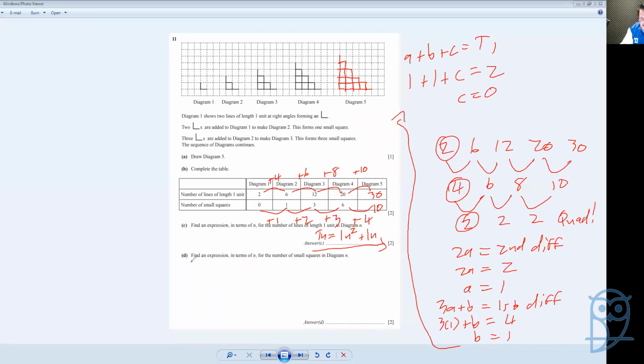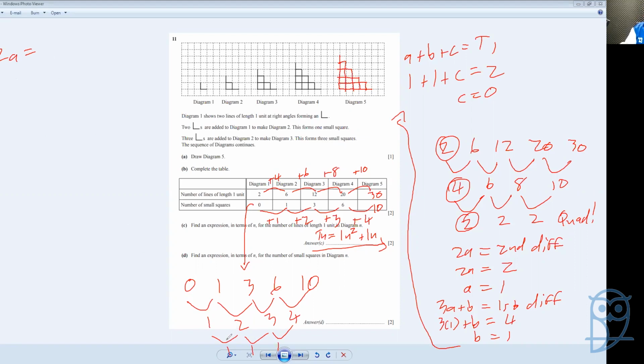Lastly, they ask you, find an expression in terms of n for the number of small squares. So that's this one here. So we've got 0, 1, 3, 6, 10. Once again, you do the exact same thing. We can see that this is going to be quadratic again. So we take our differences. It was 1, 2, 3, 4. Now differences after there are all 1s. So we can have a formula.